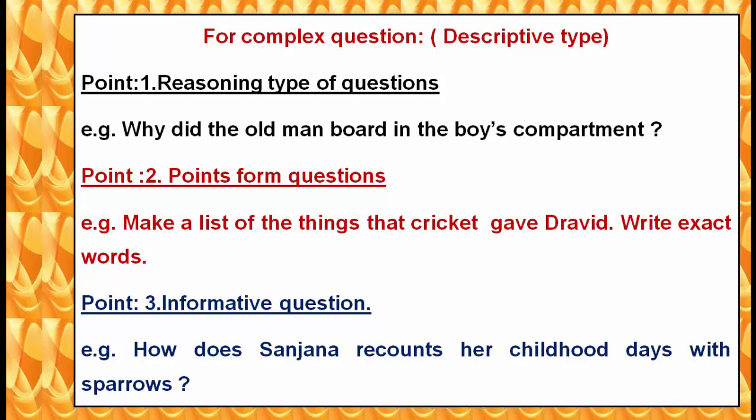If you are writing the answer of the second type, for example, make a list of the things that cricket gave Dravid, write the exact words. Here you have to write a list by adding commas or by giving numbers. Informative questions are generally asked by the word how. So you have to present the answer by understanding the question, by understanding the tense of the question, and you have to put your answer in detail in a complete sentence. At least you have to write 4 points against the answer of a descriptive question also.